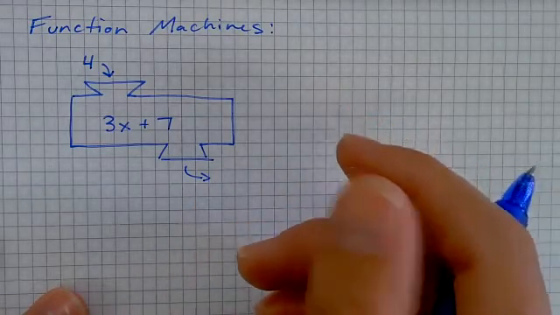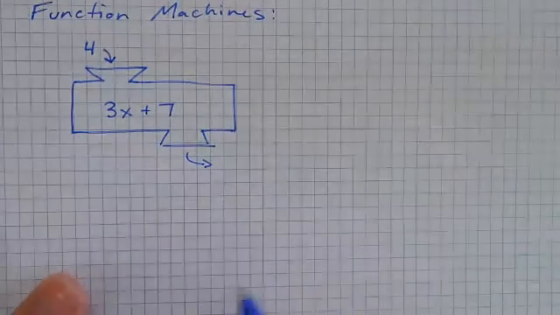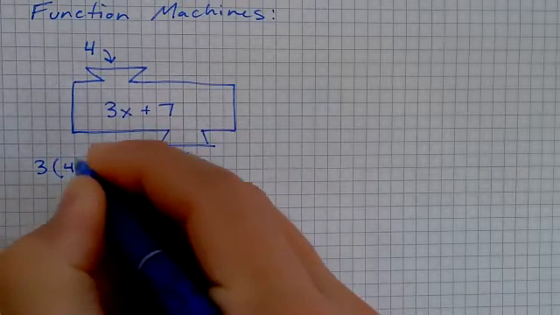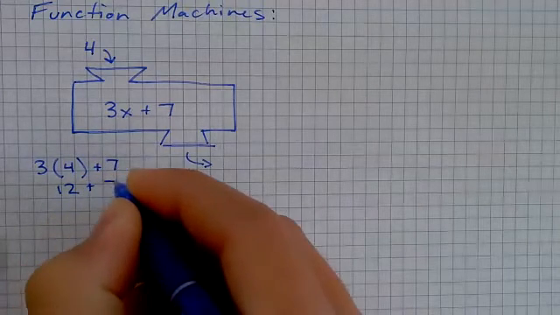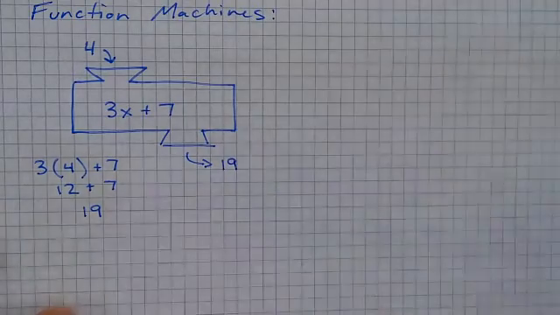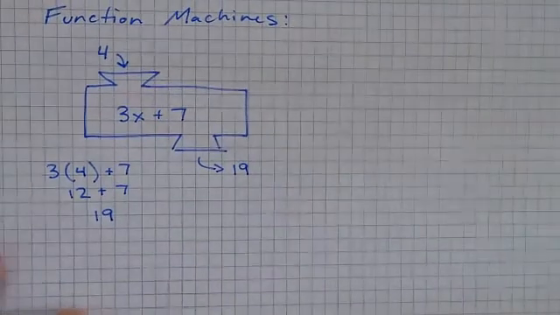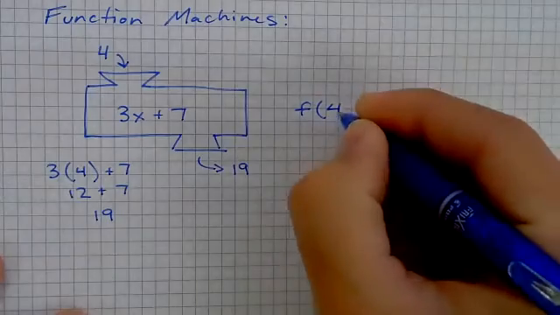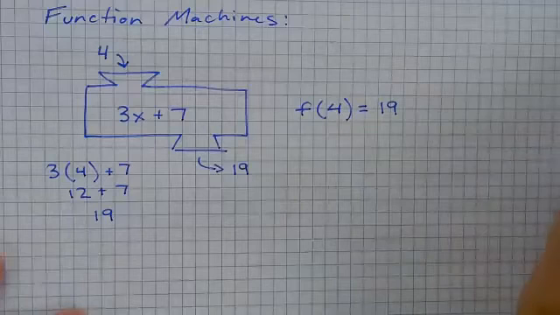All right, so an example here, you're given that function machine. It can be given either the input or the output. So we have to plug in 4 for x because that's our input. We get 12 plus 7, which would then be 19. And then being able to write it in function notation, f of 4 equals 19.